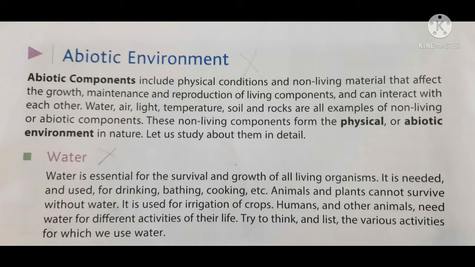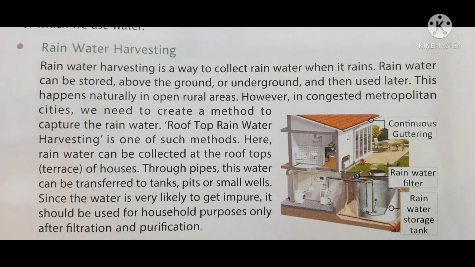Let's see rainwater harvesting. Rainwater harvesting is a way to collect rainwater when it rains. Rainwater can be stored above the ground or underground and then used later. This happens naturally in open rural areas. However, in congested metropolitan cities, we need to create a method to capture the rainwater. Rooftop rainwater harvesting is one of such methods.